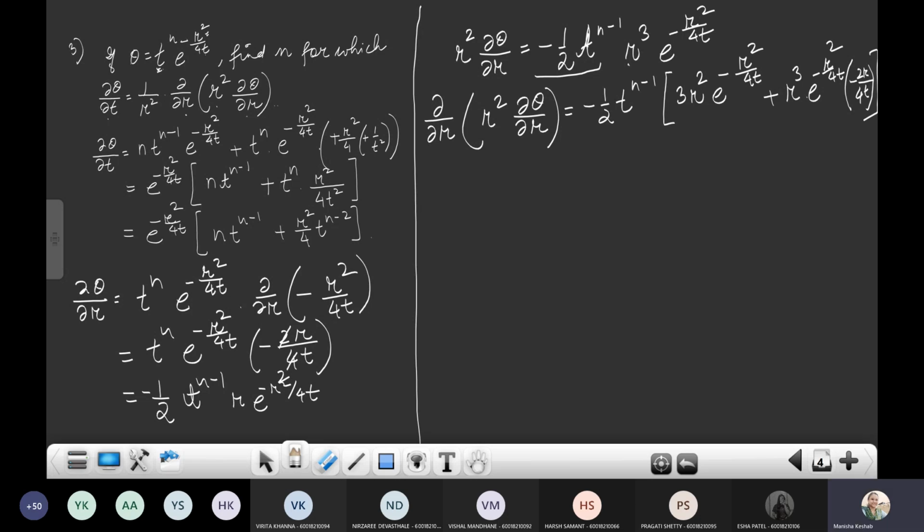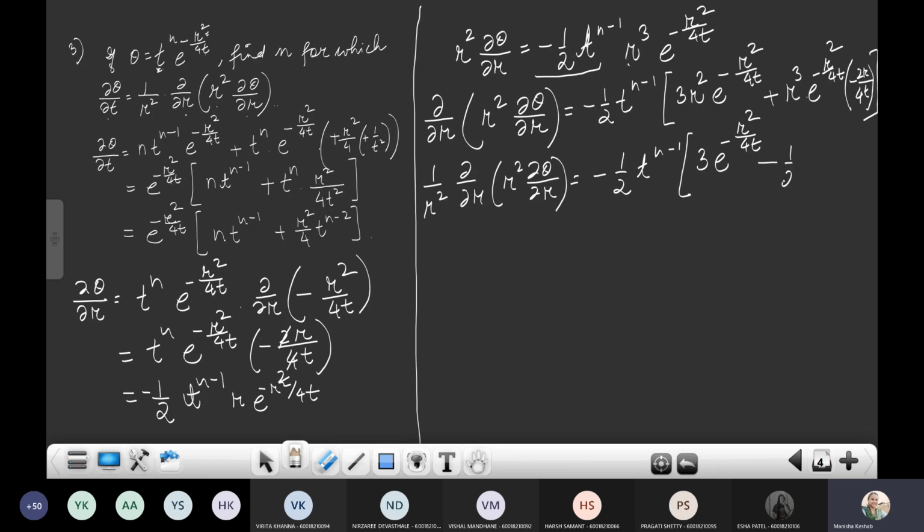Now let us simplify this, or directly we can write here 1 upon r square del r of r square del theta del r. So r square will get cancelled. So minus half t power n minus 1. So it will become 3 e power minus r square by 4t. And here also 1 r square is gone. So we'll have minus half r by t e power, sorry, r square. This r and 1 r from here. So e power minus r square by 4t. Okay, so this is what we will be getting.